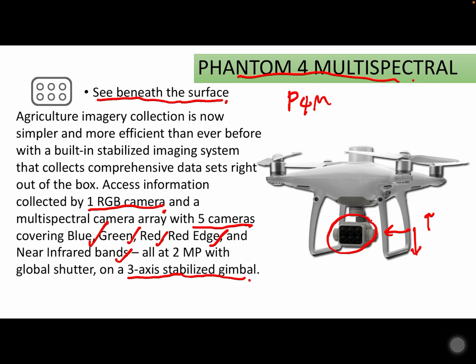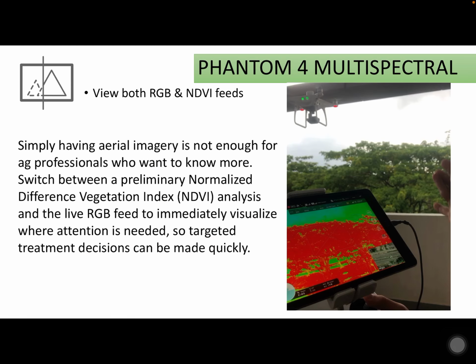So what is special about the P4M, as I stated here, is that you can view both RGB and NDVI feeds, where we can see the real picture and the NDVI, which is the normalized difference vegetation index, which you all know about. So you can analyze the RGB feed and target it quickly.